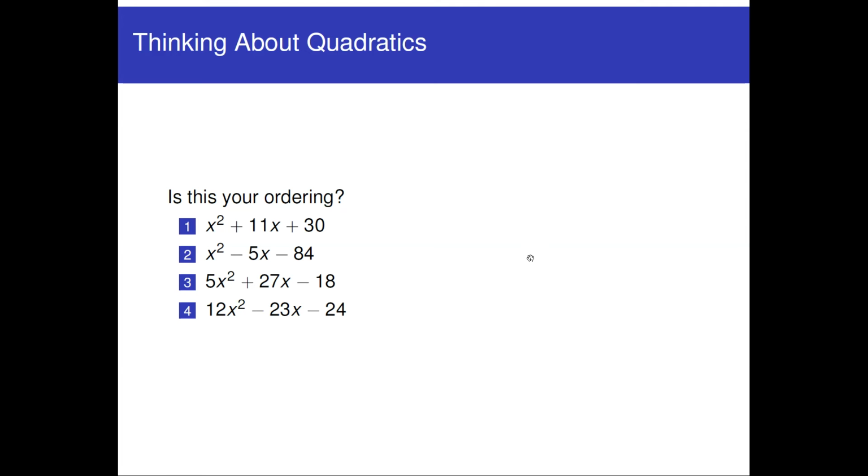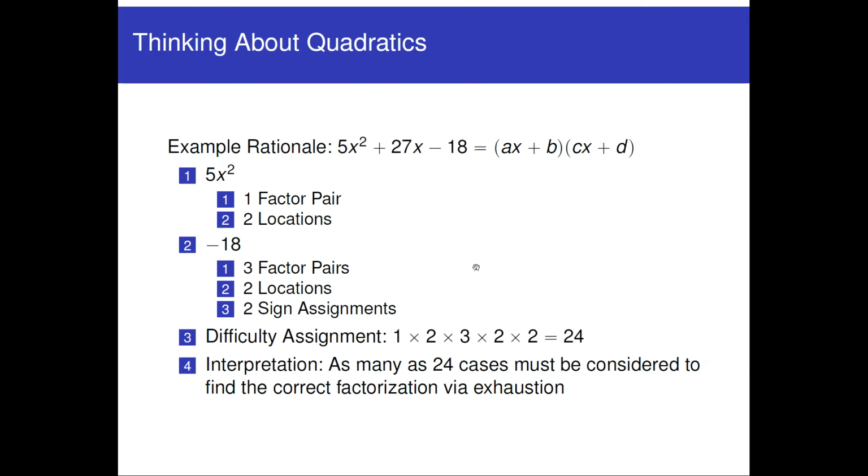Let's take an example and talk about how we could rank these. So let's take an example of 5x squared plus 27x minus 18. What we're trying to do is write that in the form (ax plus b) times (cx plus d). And we know that the a and the c have to be factors of 5, and the b and the d have to be factors of negative 18. And of course, the cross products, adx and bcx, have to add together to make 27x.